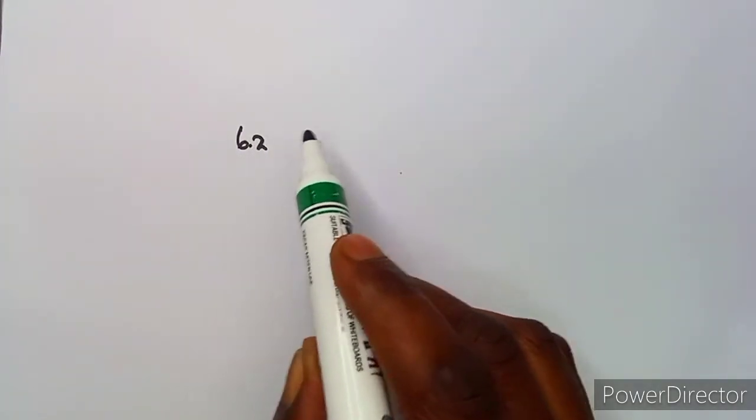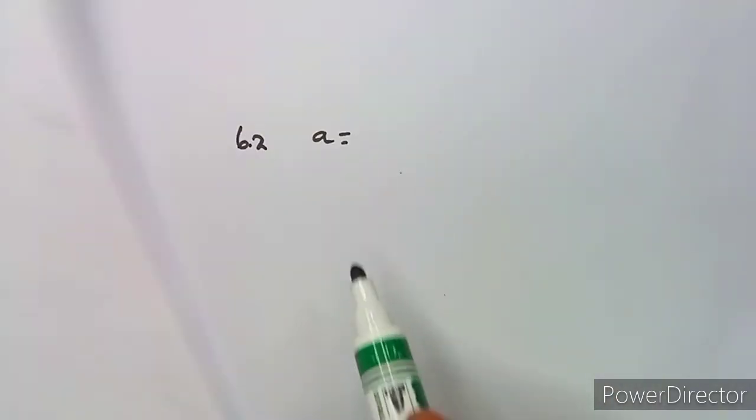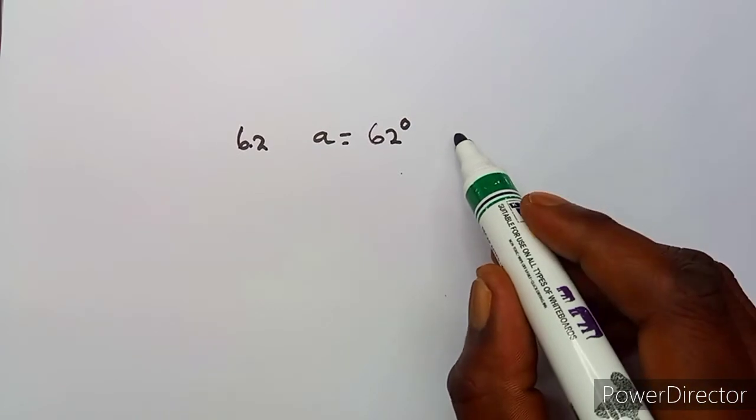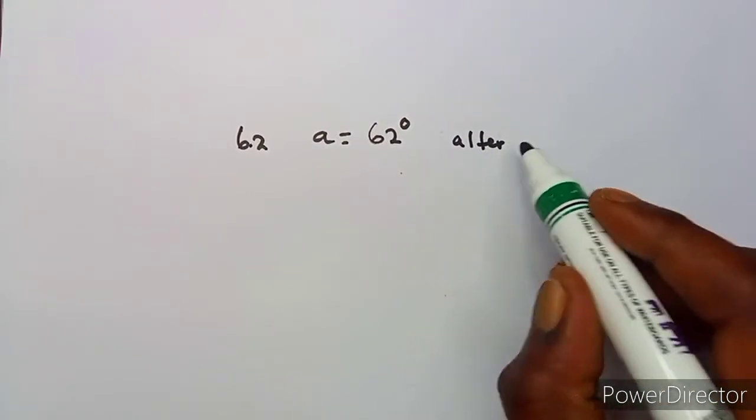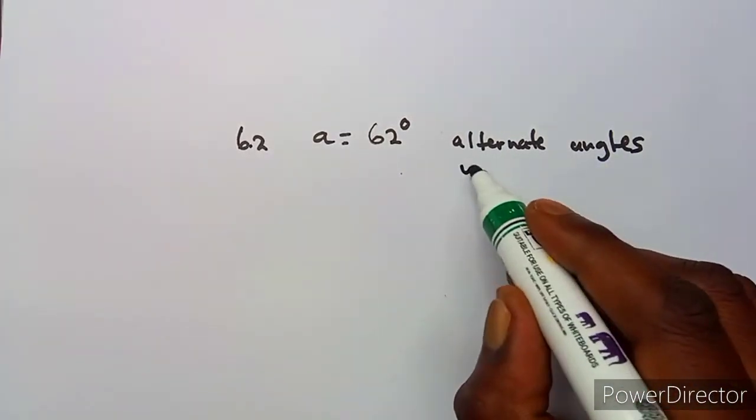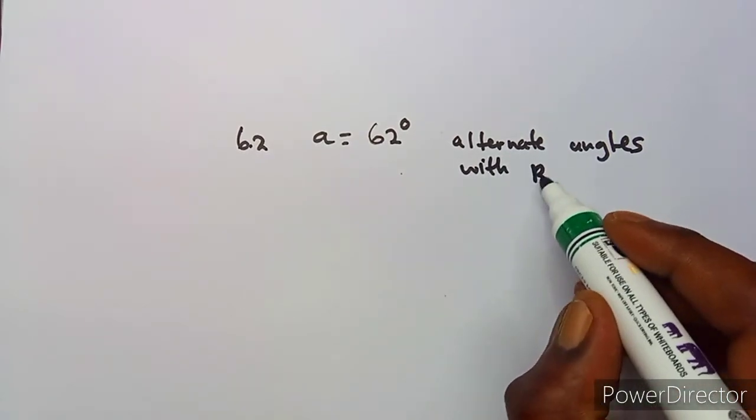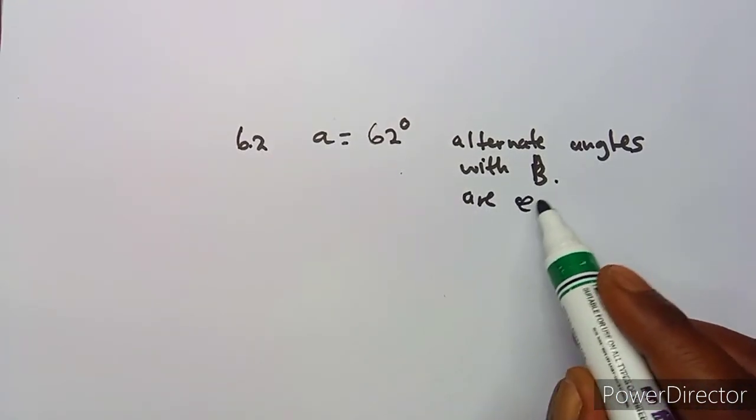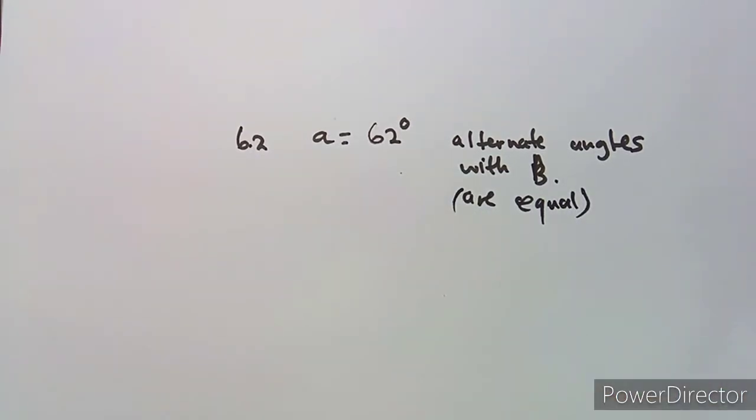Okay, so this is 6.2. You're asked to give the angle. So A is equal to 62 degrees. A and B, they are equal. So A is equal to 62 degrees. Reason, these are alternate angles. Okay, so we've got alternate angles with angle B. They are equal. Remember that alternate angles are equal. All right.